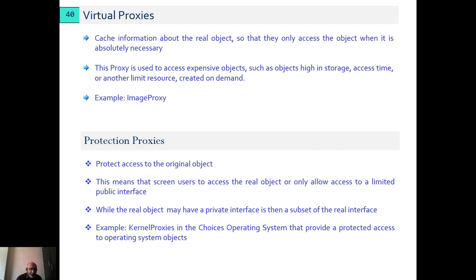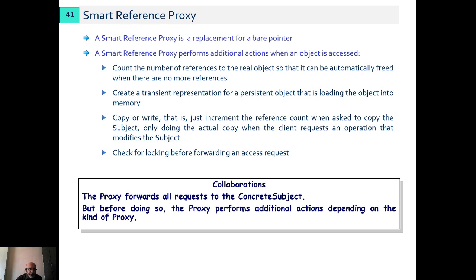Protection proxies are used for security purpose. It means that they screen users to access the real object or only allow access to a limited public interface. So kernel level proxies in the operating systems provide protected access. Only administrator level controls can be applied. We have seen three types up till now, beginning with the remote proxies, then virtual proxies, then protection proxies. The last one was smart reference proxy.